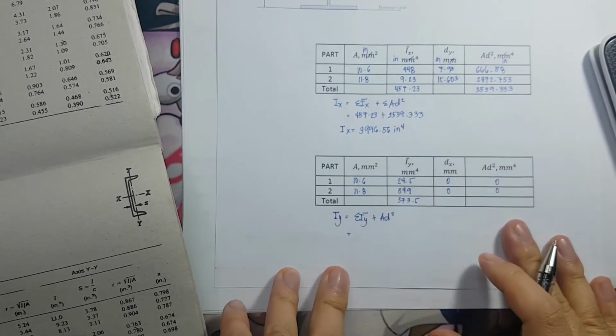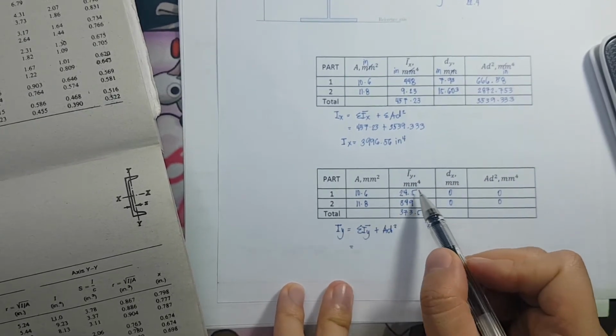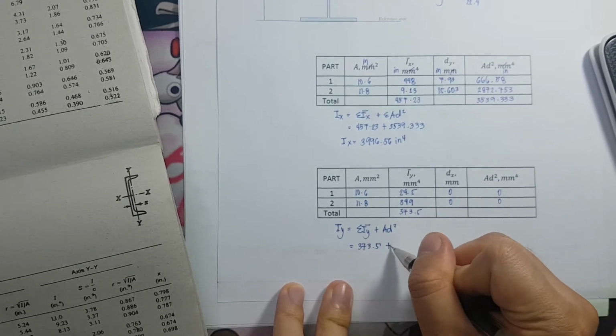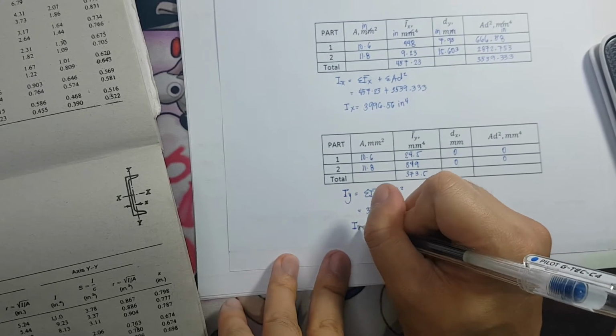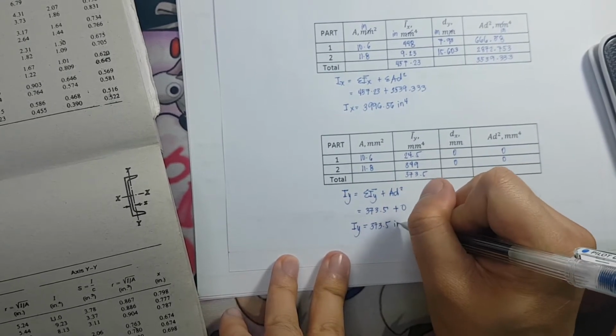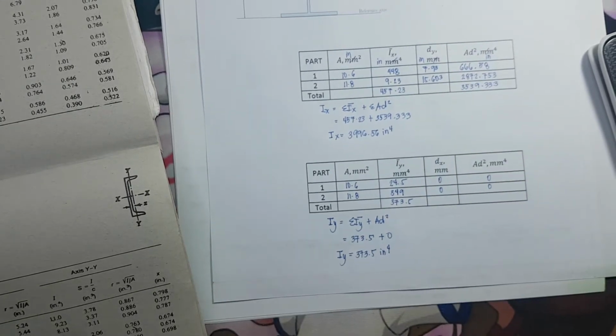And that is equivalent to, what is IY bar? That is 373.5 plus 0. Therefore, IY is equivalent to 373.5, and that is inch raised to the 4th power.